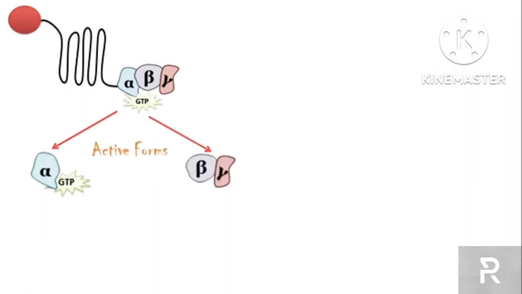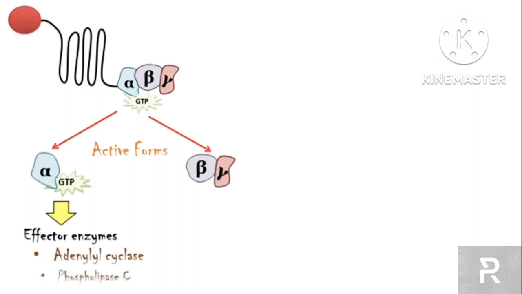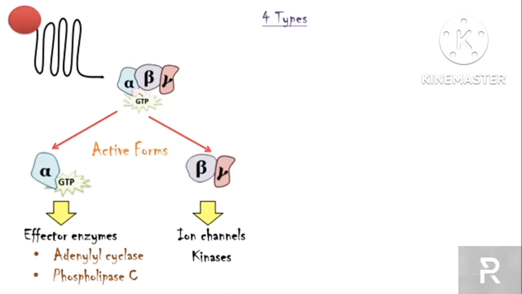Alpha-GTP can bind with effector enzymes like adenylyl cyclase and phospholipase C and activate them. The beta-gamma subunit mainly binds to ion channels or kinases and activates them. There are 4 types of pharmacologically important G-proteins that have been identified. They are G-stimulatory, G-inhibitory, G-o and Gq proteins.